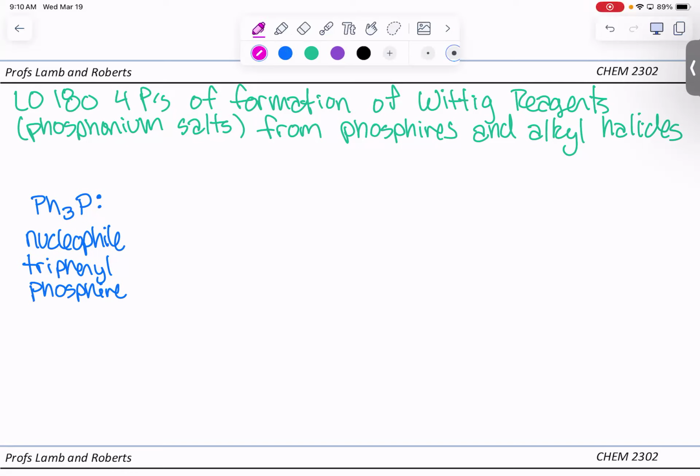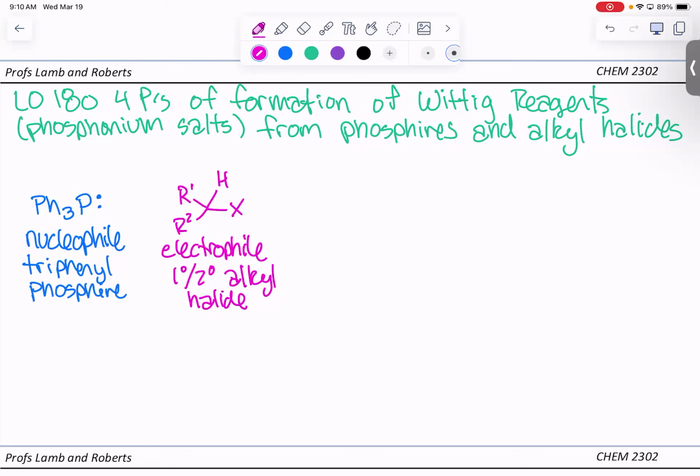Our electrophile for this reaction is going to be an alkyl halide, but we specifically need to have at least 1 proton here. This is our electrophile. This means a primary or secondary alkyl halide. We're going to need to deprotonate a CH bond later on in the reaction, so we need to have at least 1. This can't be a tertiary alkyl halide. You could make a Wittig reagent, but then you couldn't do the Wittig reaction.